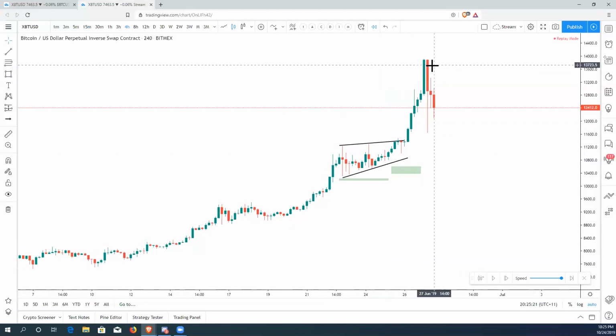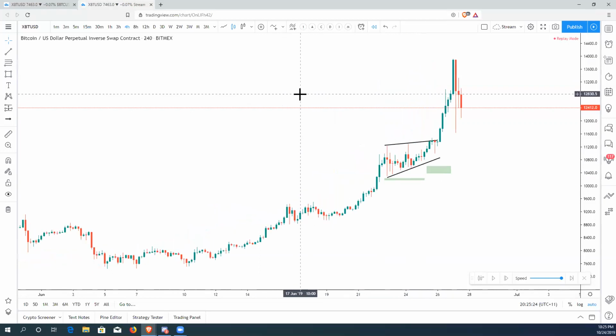Which would also be a fib extension and also a pivot target. But we'll cover those as well.